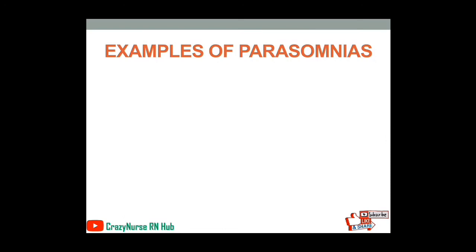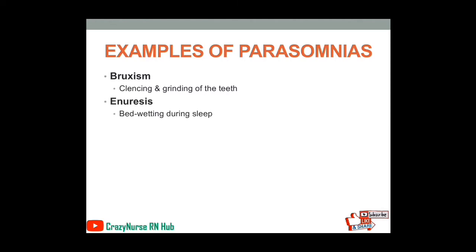Here are some of the examples of parasomnias. First, we have your bruxism. It is usually occurring during stage 2 NREM sleep. This clenching, grinding of the teeth can eventually erode dental crowns, cause teeth to come loose, and lead to deterioration of the temporomandibular joint.